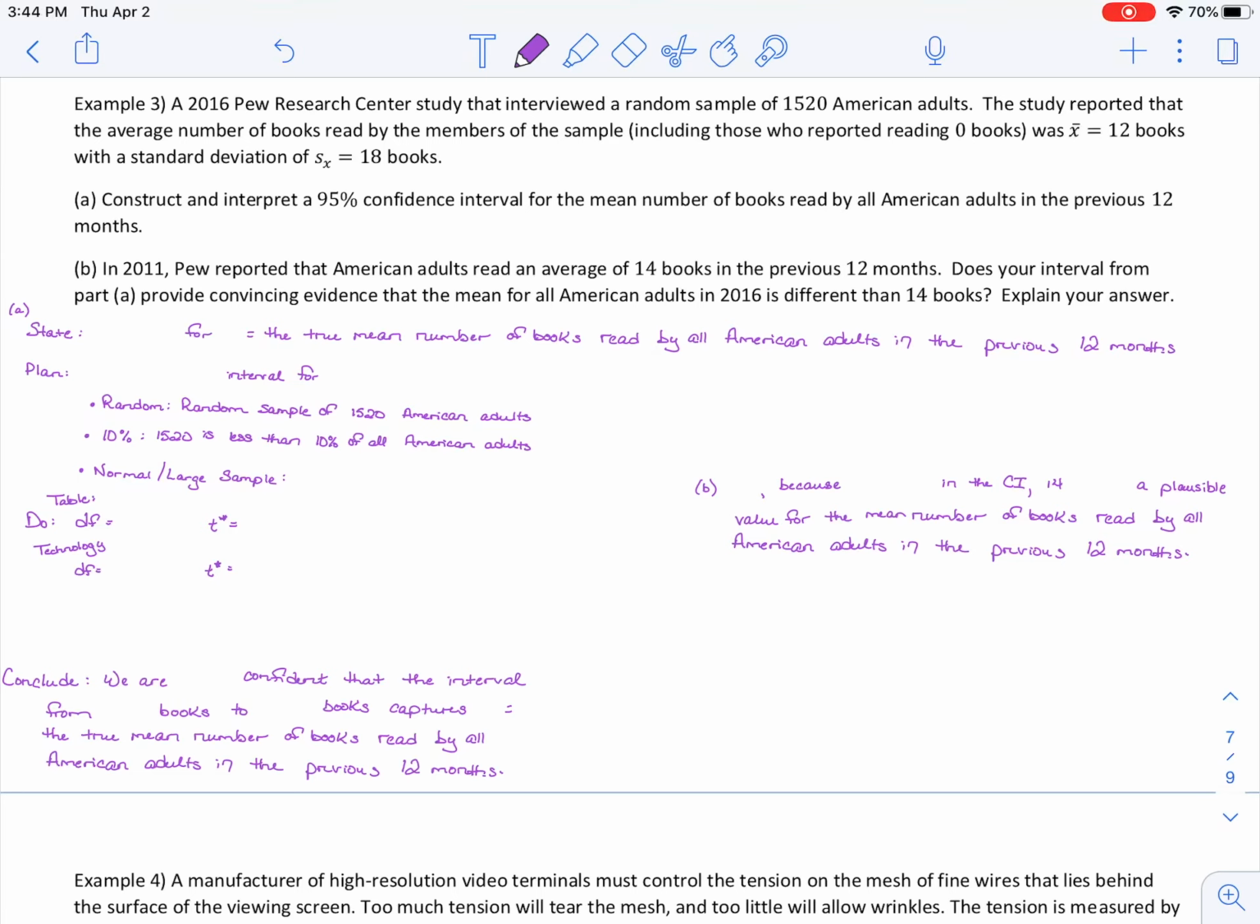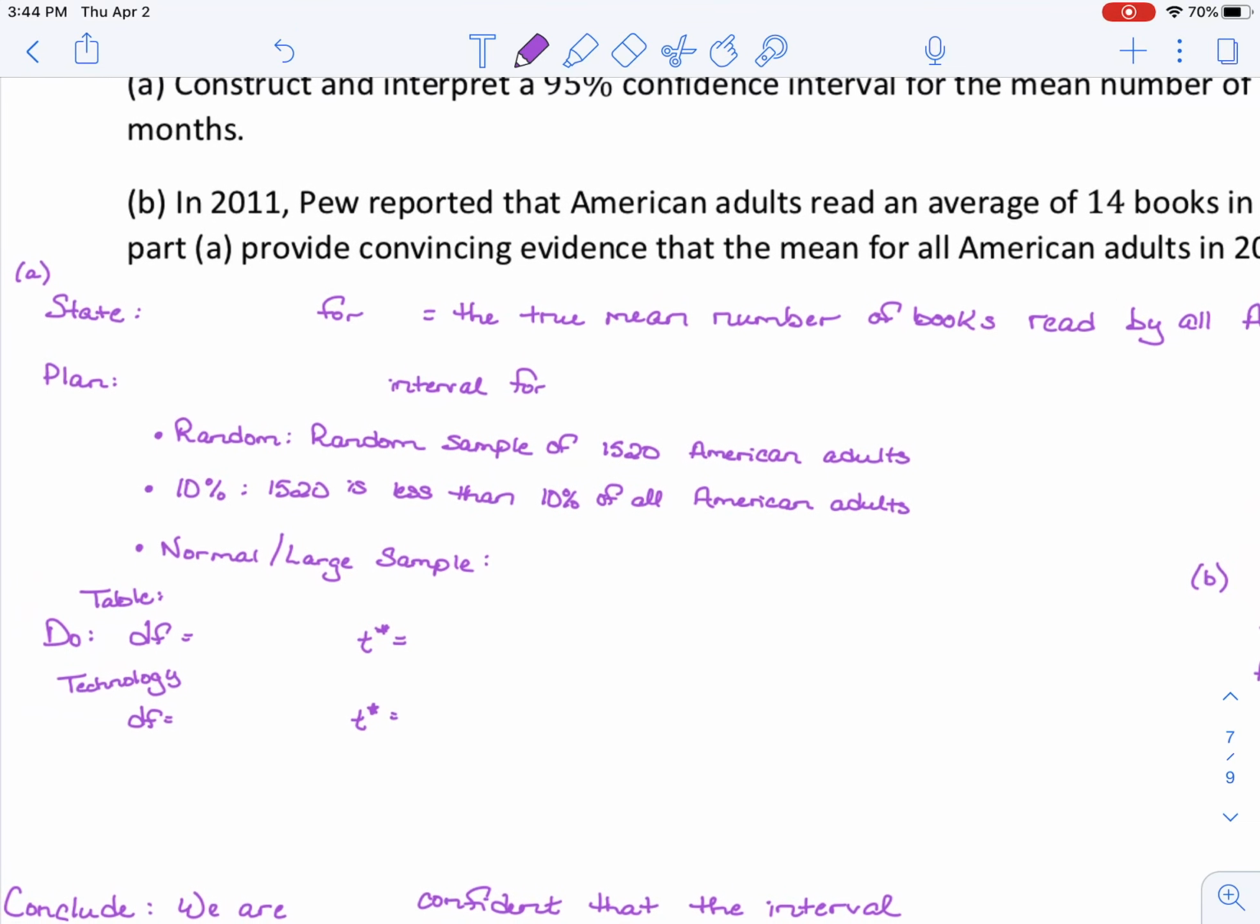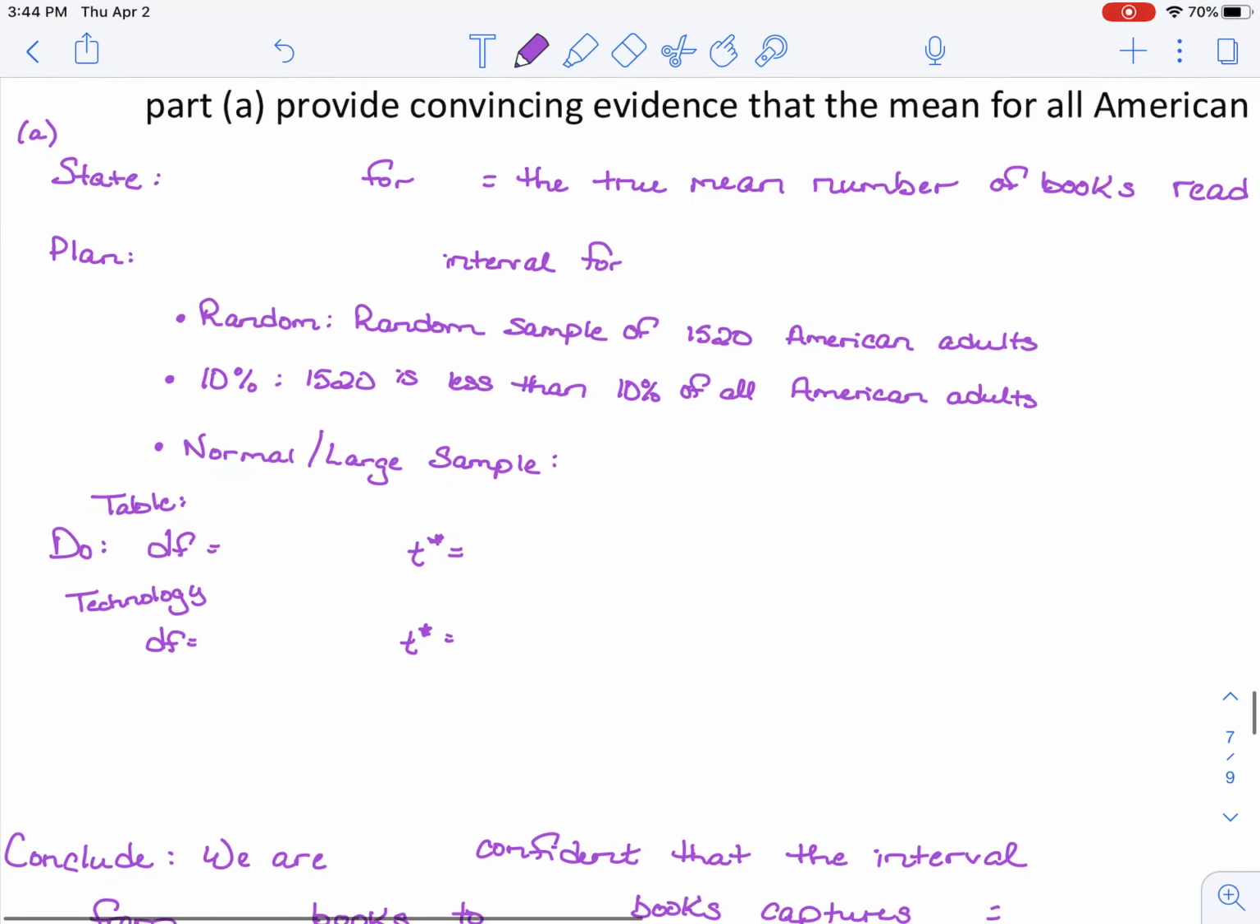Example 3. A 2016 Pew Research Center study that interviewed a random sample of 1,520 American adults found that the average number of books read by the members of the sample, including those who reported reading no books at all, was an average of 12 books and a standard deviation of 18 books. We are going to construct and interpret a 95% confidence interval for the mean number of books read by all American adults in the previous 12 months. So we're going to create this interval. We have to go through our 4-step process.